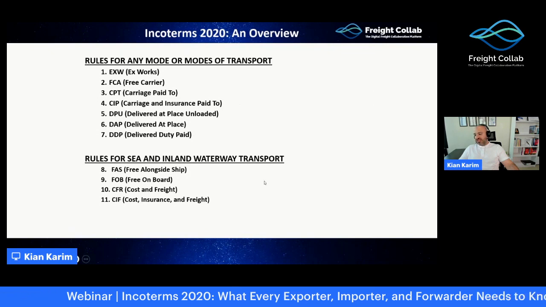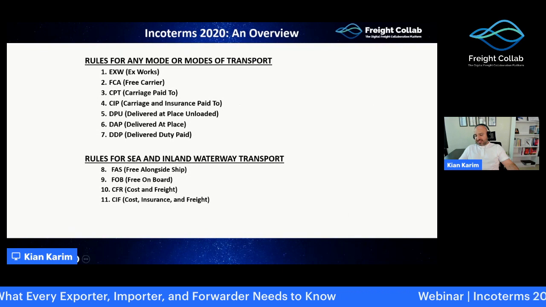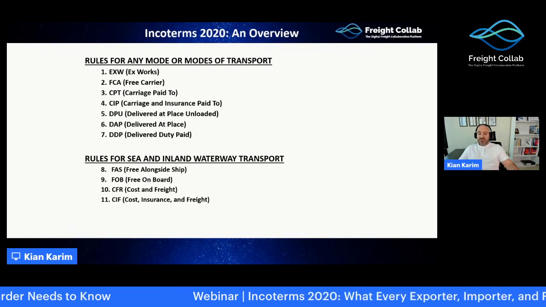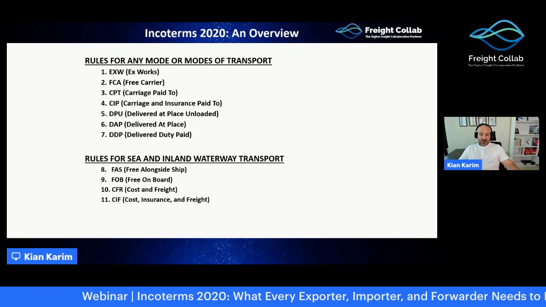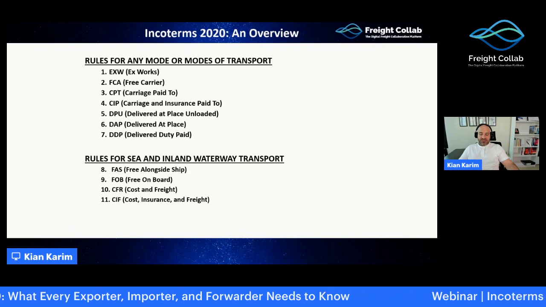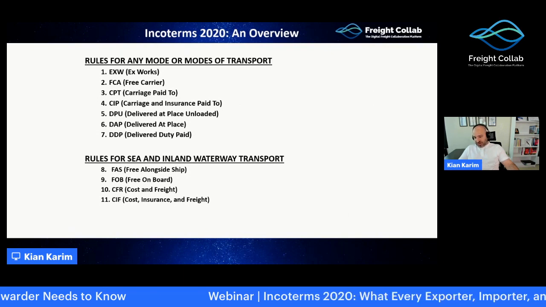This is the tricky part. I will explain you in details. Don't worry. And the last one is the CIF, which is very similar to CFR, but the seller also pays for insurance coverage for the goods during the sea transportation. If you are confused now, don't worry.